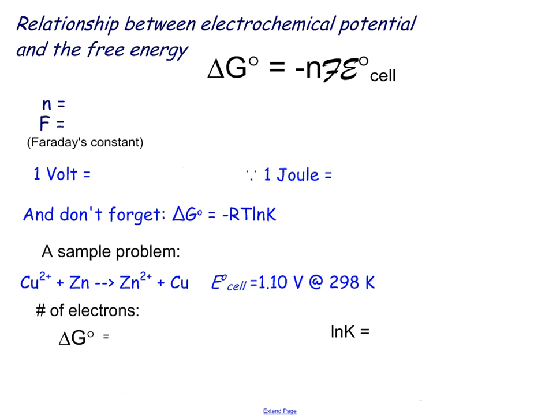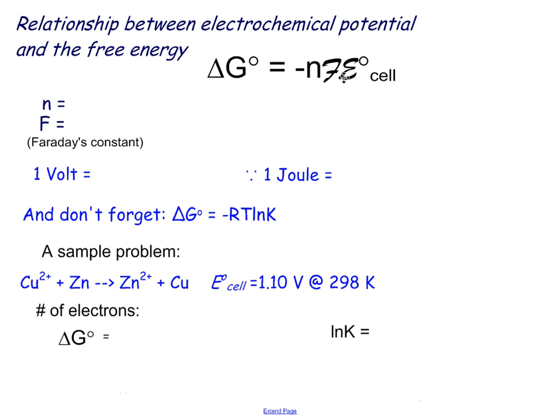Let's take a look at the relationship between the electrochemical potential of a cell and the free energy of the same voltaic cell. We know that if delta G is negative, it's a spontaneous reaction. We've also seen recently that if electrochemical potential for the cell, E cell, is positive, it's a spontaneous reaction. So we can actually have an equation that relates the two.